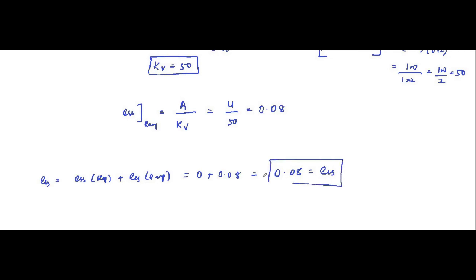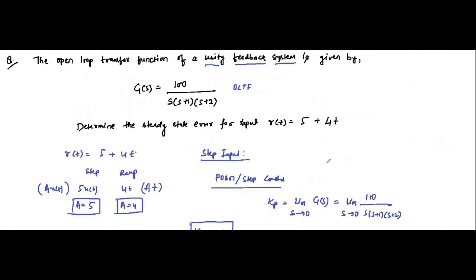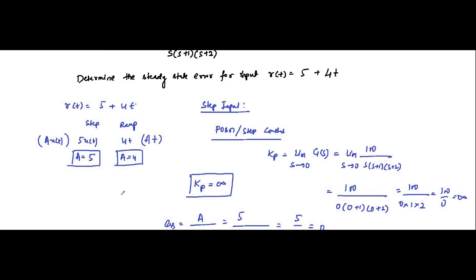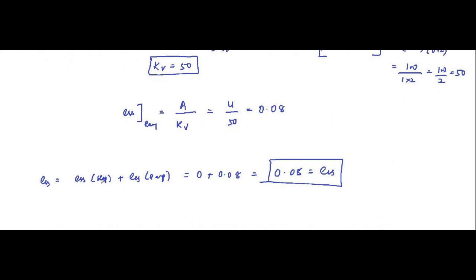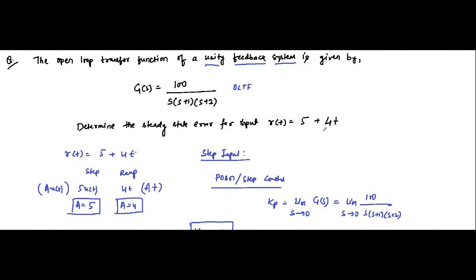So here the main concept was that the input was given in a different way. Most of the students, when they are getting started with this, get confused about what kind of input signal this is. Here you have to understand that you have to break it down into two separate signals. This is a step signal 5, a constant value. This is a ramp signal 4t, with the constant 4 as the slope. Then you have to determine the values of A for each. Then for each signal, step and ramp, you have to find out the error coefficients. Then you have to put the values in the formula to get the steady state error. So the total steady state error is the sum of the steady state errors due to these individual signals combined.